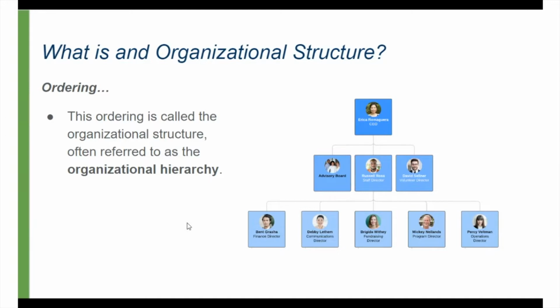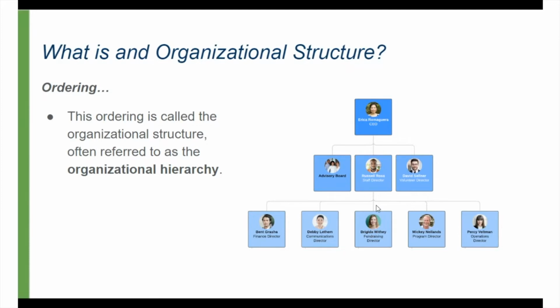If I'm down on the lower end, down here, and the board comes and tells me to do something, and David comes and tells me to do something, and Russell, I don't know who I'm responsible to. I'll be trying, I've got too many masters. There's a basic rule in management that you have one boss. You cannot have two bosses, one boss. So the way that this system is set up ensures that people have one boss.